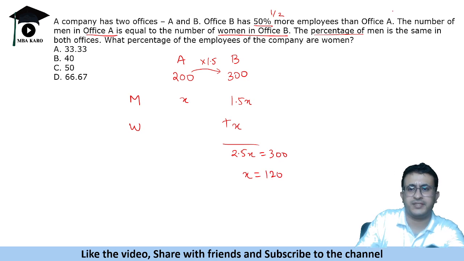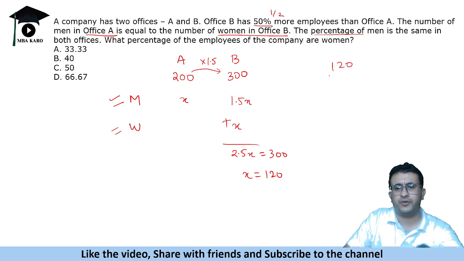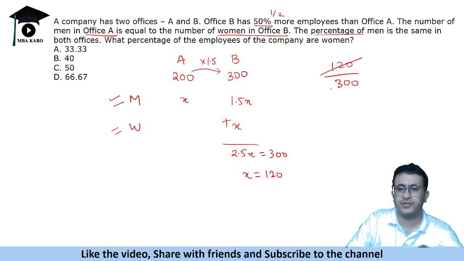Now the question is, what percentage of the employees in the company are women? The percentage of men is the same, so the women percentage will also be the same. So we have 120 out of 300 women in office B, right? The same proportion will happen here also. So it is 40%.